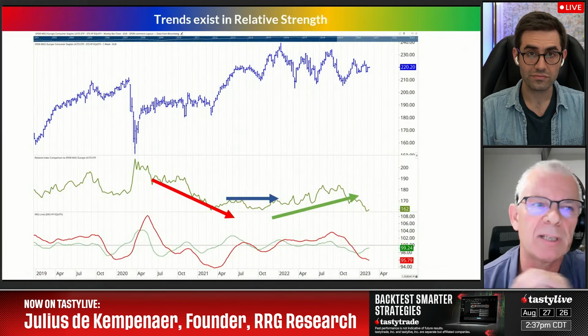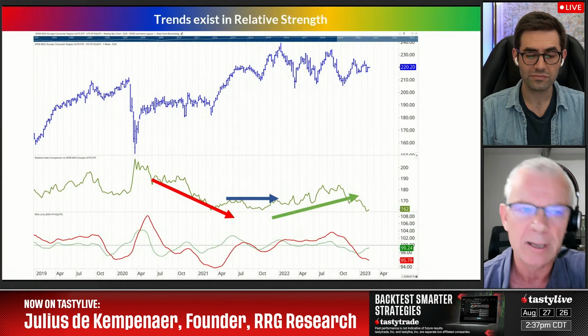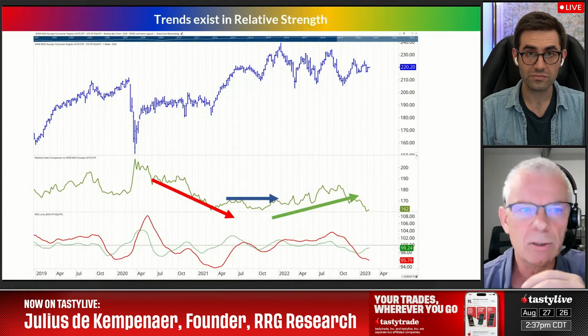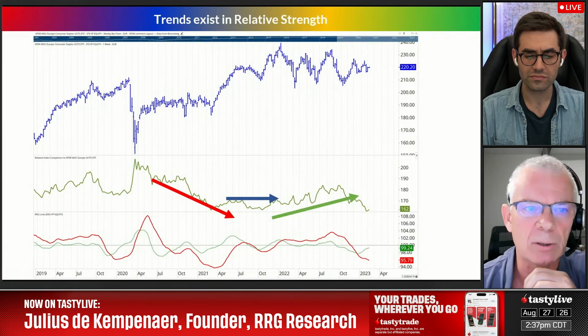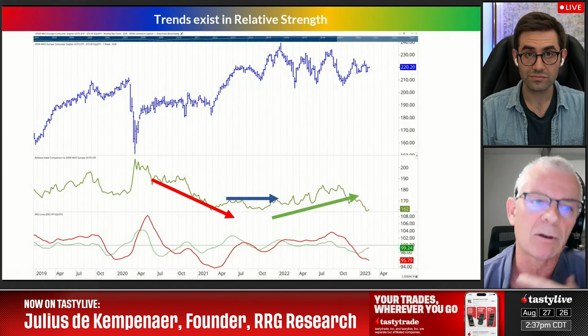What that tells you is that during this period, there were other sectors in that universe that were going up, that were doing a lot better than consumer staples. You also see that when the price goes up, that relative strength line goes flat. Now that means that there are still other sectors that are doing better.